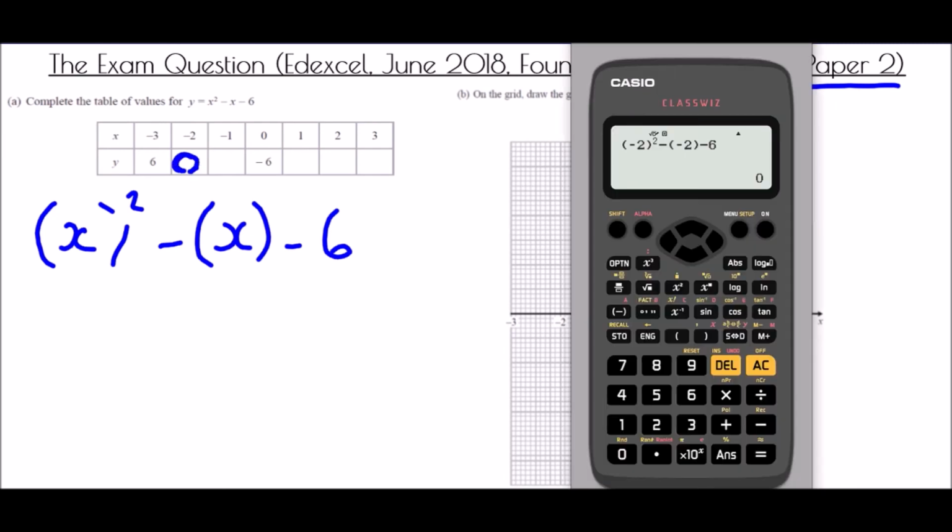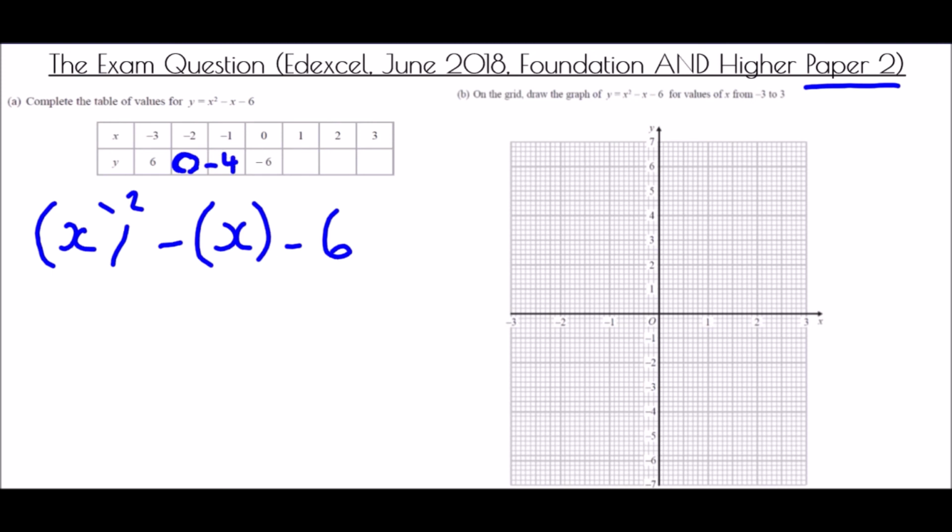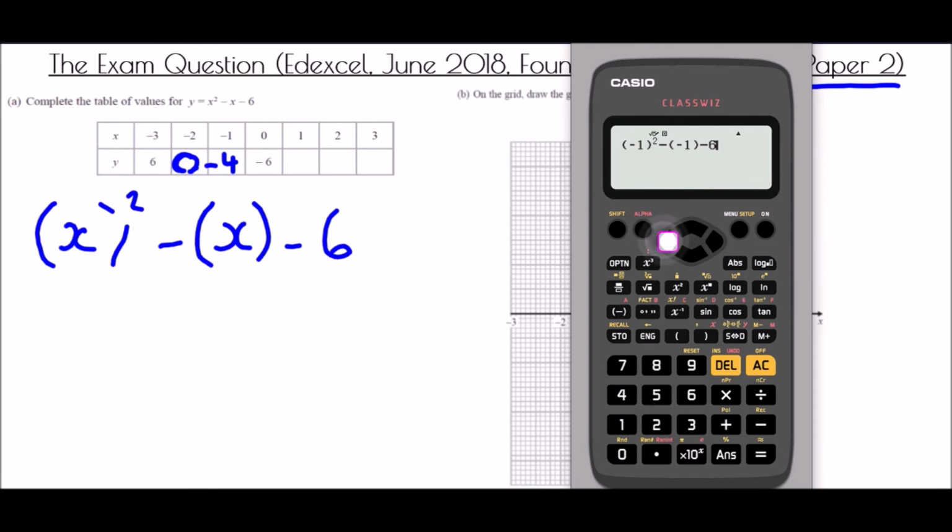I'll do the same again for -1. Go back and change all of our -2's to -1. Get an answer. We have -4. For 1, that's the next one we've been asked to do. We can go back in again and do exactly the same thing. This time I just need to actually delete the negative and get my answer. It's -6.